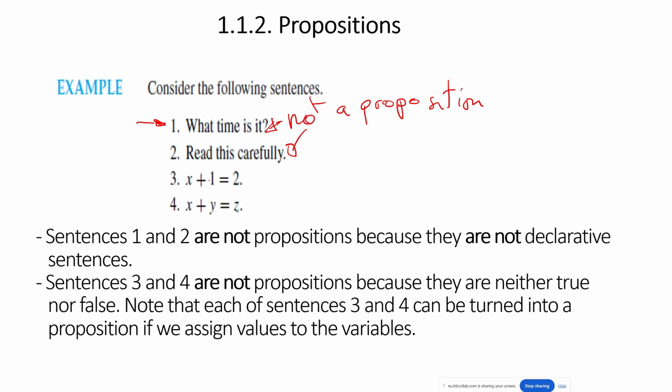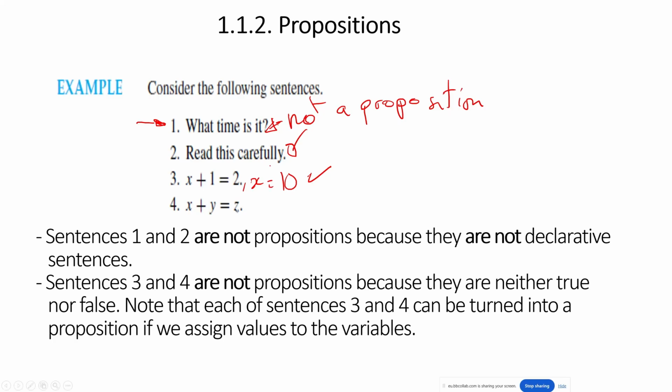But if I say x plus 1 equals 2, knowing that x is equal to 1, that changes things. So this now becomes a proposition, because 1 plus 1 equals 2, and that's true. And if I make it x equal 10, it's again a proposition, but it's false. But it becomes a proposition.